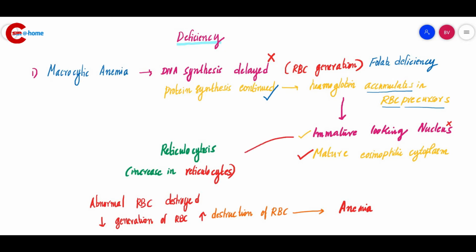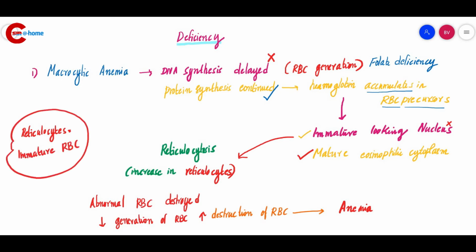Okay. So, reticulocytosis is seen. What is reticulocytosis? Increase in reticulocytes, that is immature red blood cells. The amount of immature red blood cells is increased. That is known as reticulocytosis. So, during RBC generation, folic acid is deficient, DNA synthesis delayed, but protein synthesis continued, resulting in immature looking nucleus. At the same time, eosinophilic cytoplasm is mature.